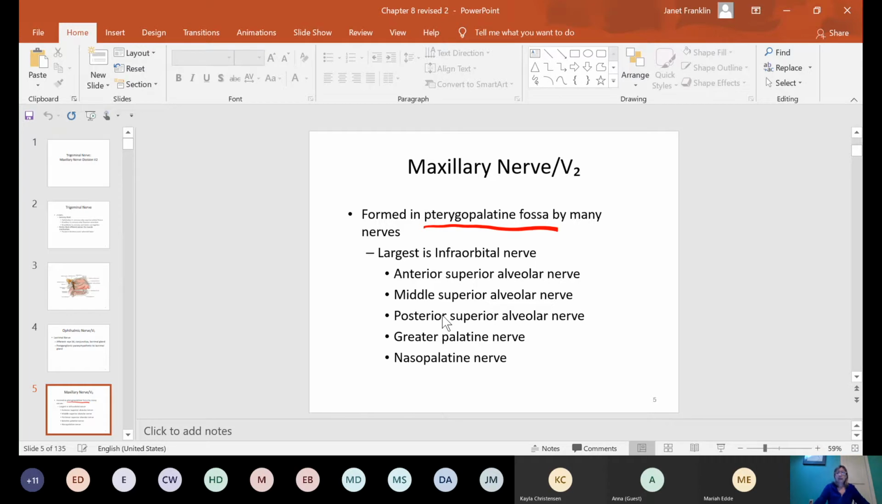And then you've got your anterior superior, middle superior, and posterior superior. If you think about those 3 words and you break them down, anterior is going to be the front, superior above. It's going to innervate the anterior maxillary or above teeth. The middle superior is going to innervate your premolar region, and your posterior superior, of course, your molar region. And then you've got your greater palatine and your nasopalatine.